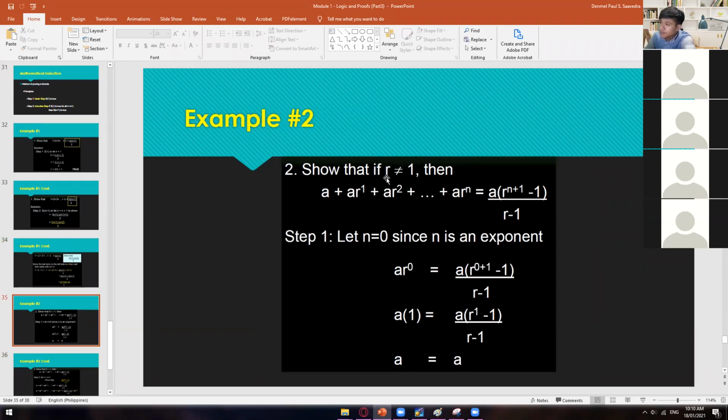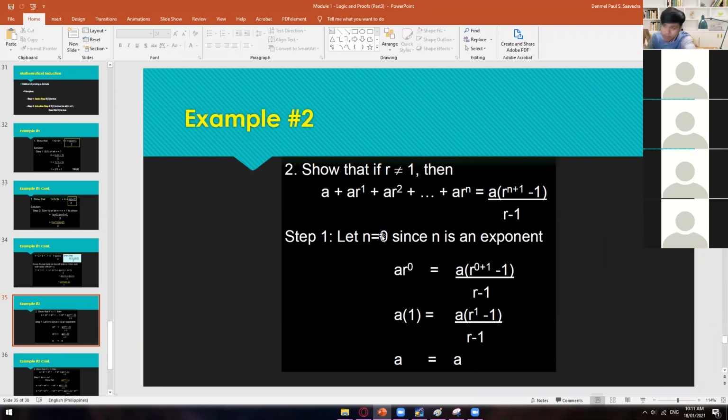All right, so let's have another example. Show that if r is not equal to 1, then a plus ar raised to 1 plus ar raised to 2 plus up to ar raised to n. So we have to prove that this right side expression is equal with this left side expression. Since we're dealing with exponents, we should start with 0. So not always 1.